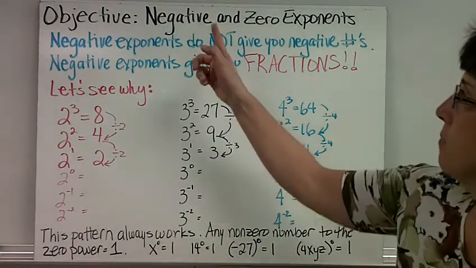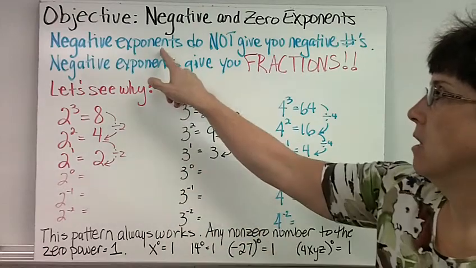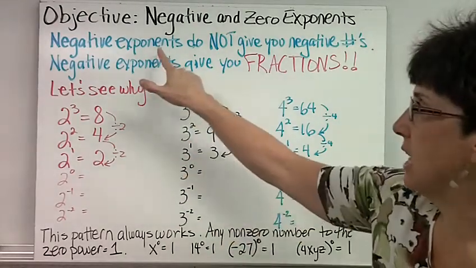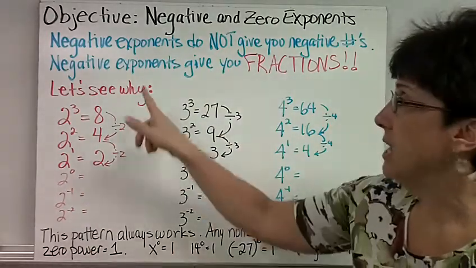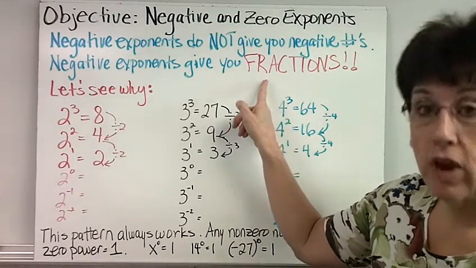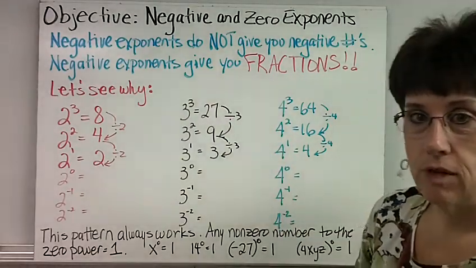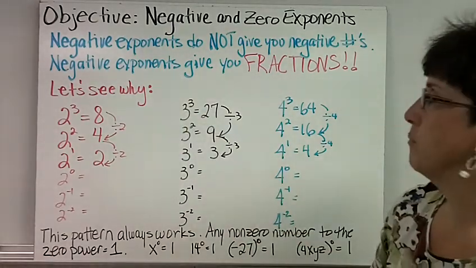Today's objective is negative and zero exponents. Something that's really important you need to get in your mind is negative exponents do not give you negative numbers. Negative exponents give you fractions, okay? So it makes you think that it's going to be a negative number, like a negative integer, but it's not. So let's see why. We're going to do a pattern.